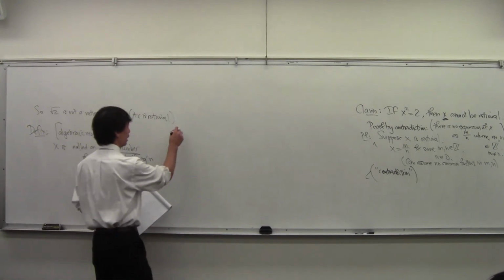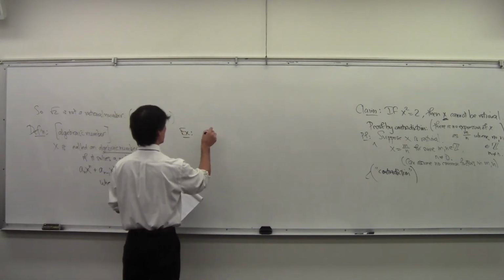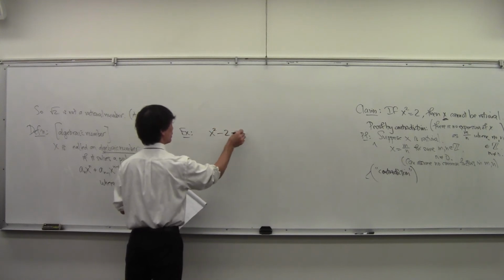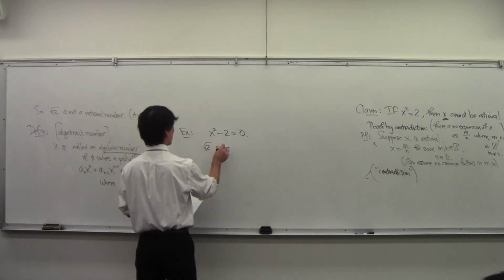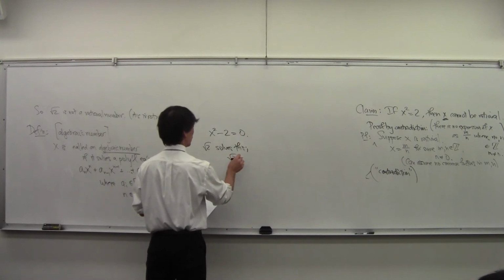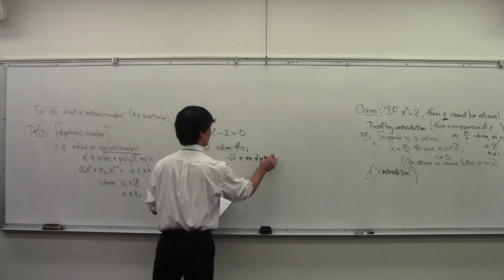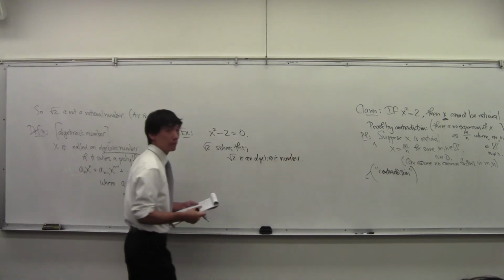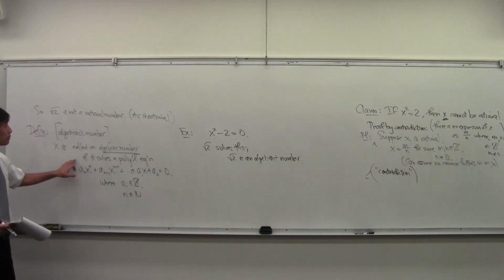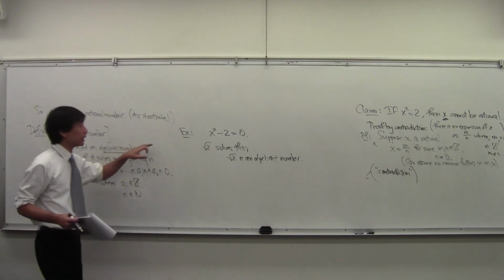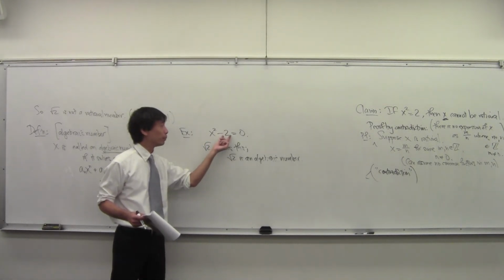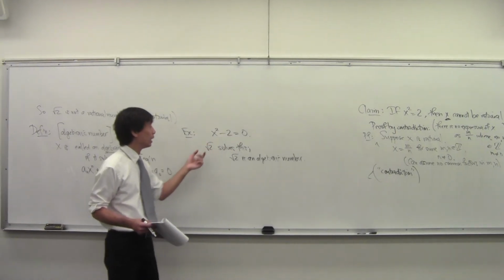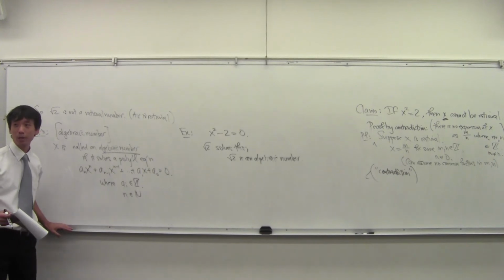Okay. So for example, if we have x squared minus 2 equals 0, then the square root of 2 solves this. The square root of 2 is an algebraic number. So what are algebraic numbers? Well, roots of positive integers are algebraic numbers. Basically roots of polynomials are algebraic numbers.